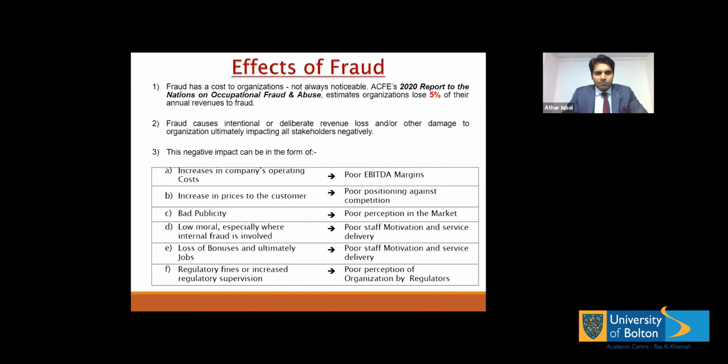So negative impact, of course, it can increase the company's operating cost, because if something happens, you will put it in the loss as well. So we can see poor results. Increase in the price to the customers: if a fraudulent activity has been done, we will have to increase the prices. Bad publicity, of course. Even if you have your own company, if people think something happened there, even in the banking sector, if there are a lot of incidents happening, people will take their money out of the accounts in those banks as well.